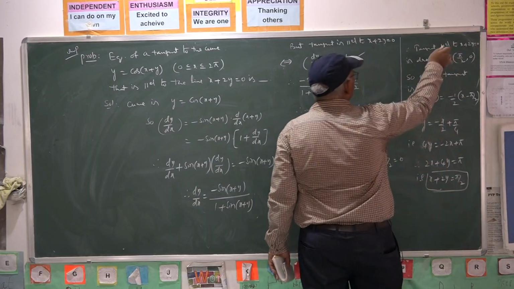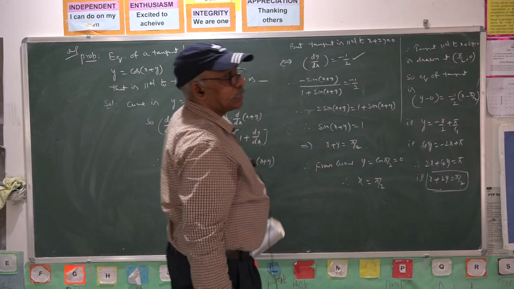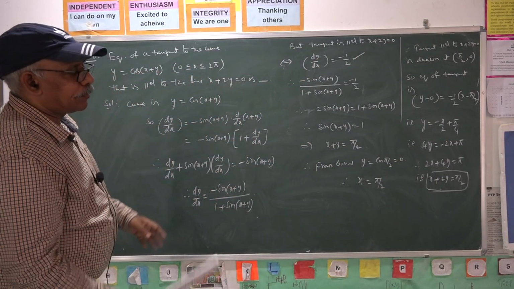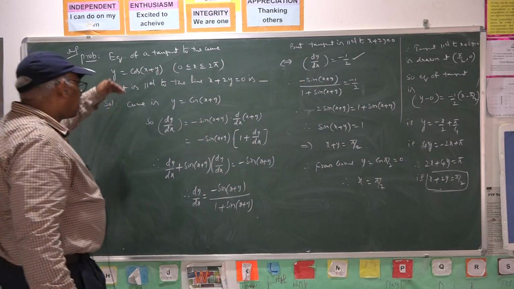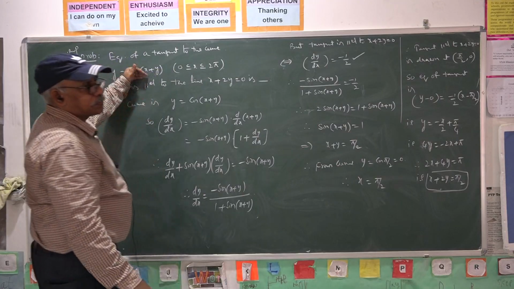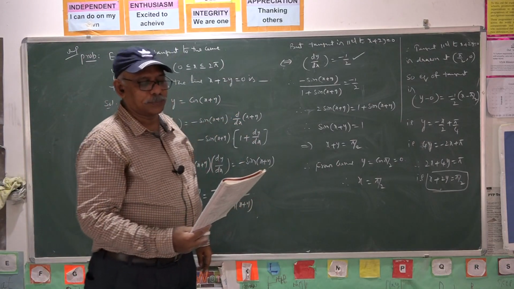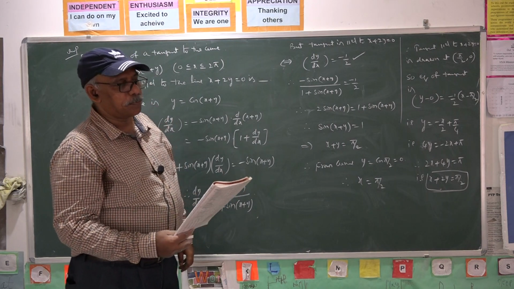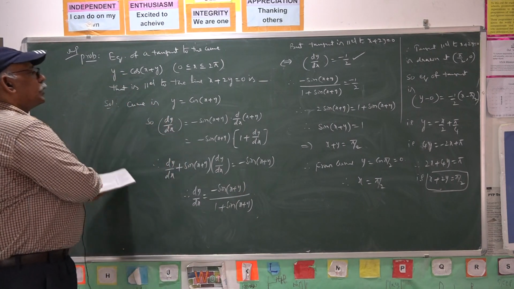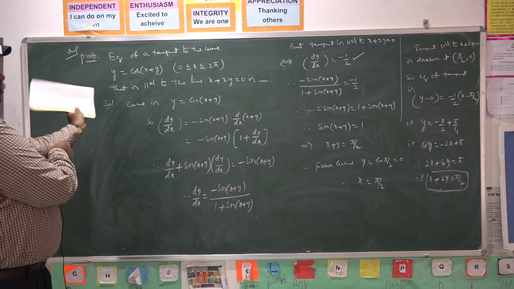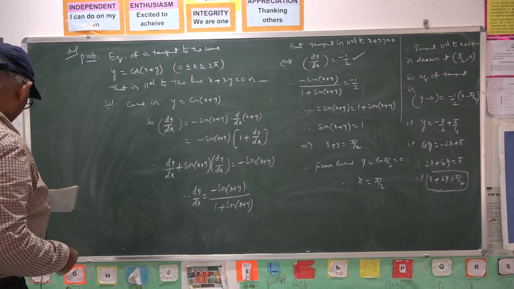A parallel line to this line. So hence the equation of the tangent parallel to the given line, to the curve y equal to cos of x plus y, is x plus 2y equal to pi by 2. This is one important problem.